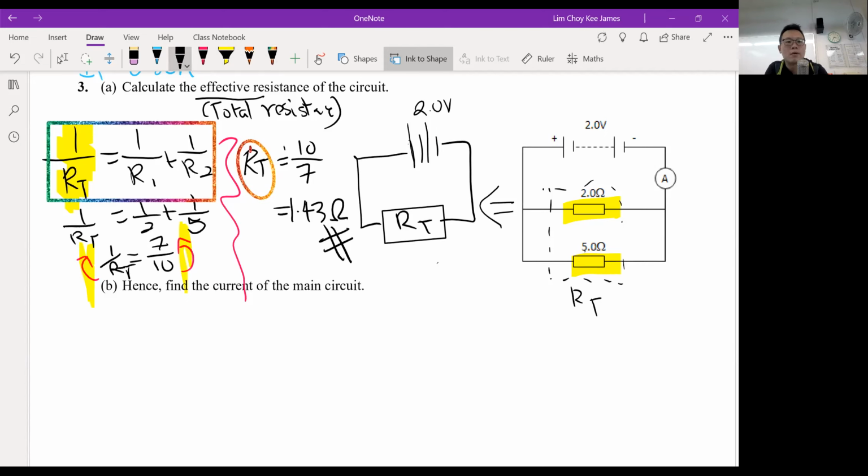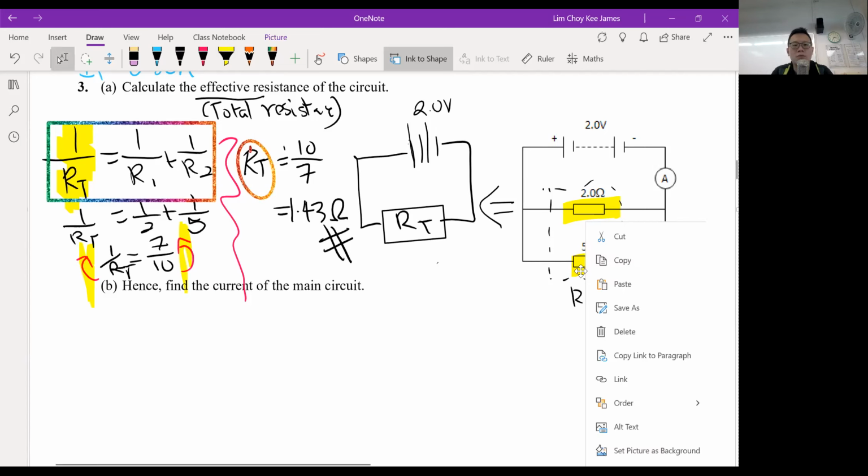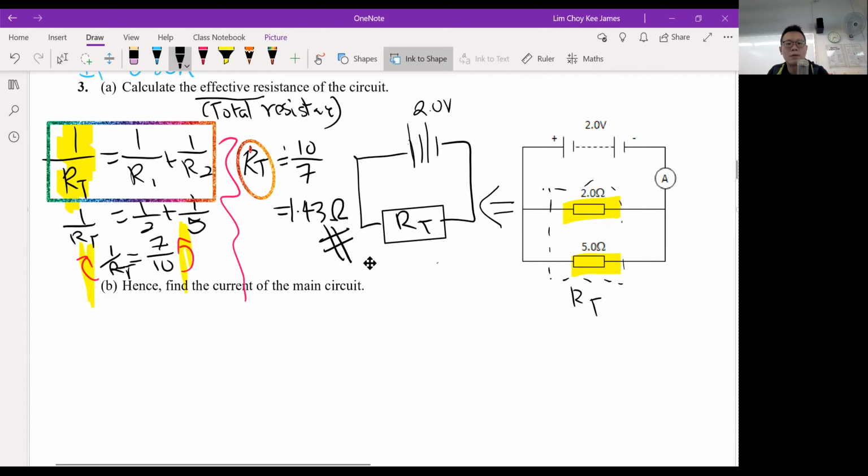Now we look at the main circuit. What's the current in the main circuit? Here, the main circuit refers to IT, the current coming out from the battery, which is here. So let's use another color. The current coming out from the battery, IT, is the same. Same thing in the series branch: the current across the resistance is the same across the circuit.